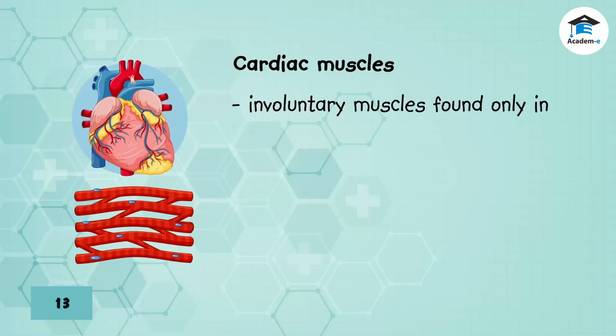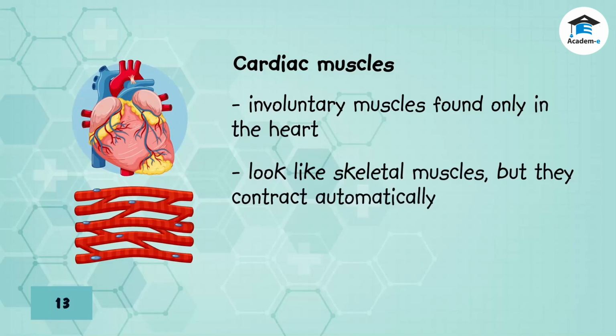Cardiac muscles are involuntary muscles found only in the heart. They have the characteristics of skeletal and smooth muscles because they look like skeletal muscles, but they contract automatically. They help your heart to pump blood.